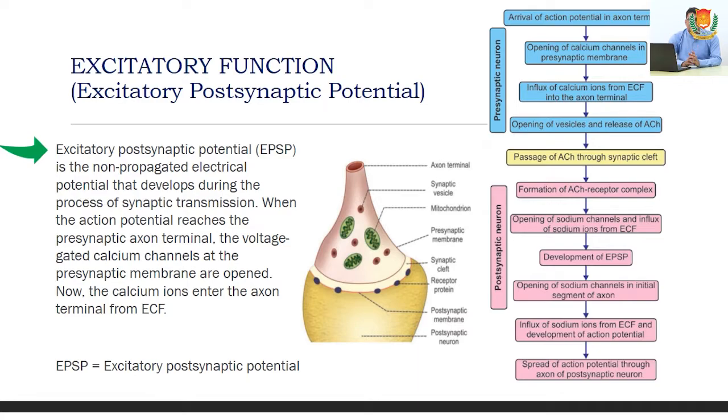So, at the synapse junction, we see that one is the presynaptic neuron and another one is the postsynaptic neuron. In the presynaptic neuron, what is happening? The arrival of the action potential, it reaches here, and what will happen? The calcium channels are opened in the presynaptic neuron. Now, with the opening of the calcium channel, there is an influx of calcium ions, that means calcium ions enter into the presynaptic neuron crossing the membrane through the channel.